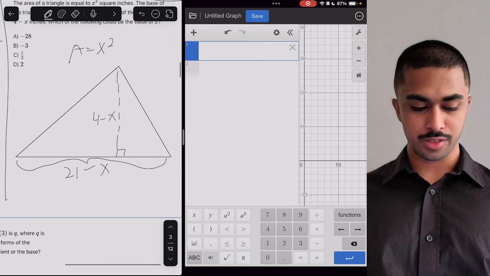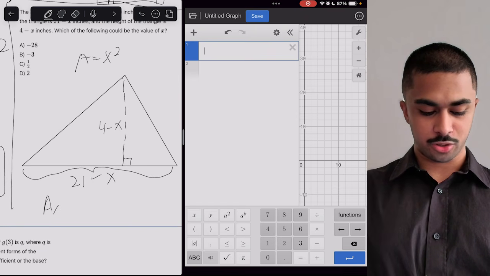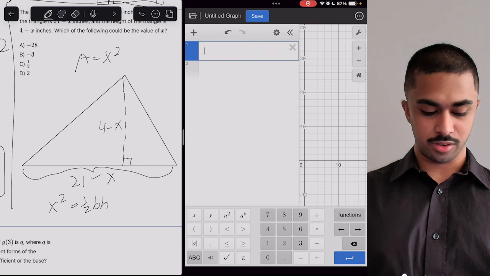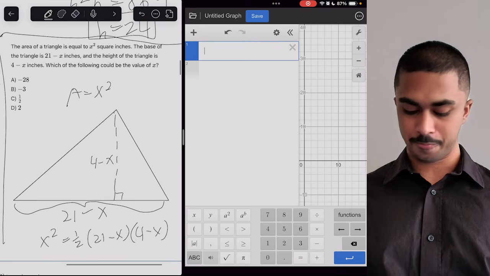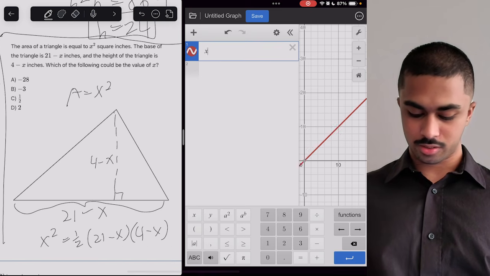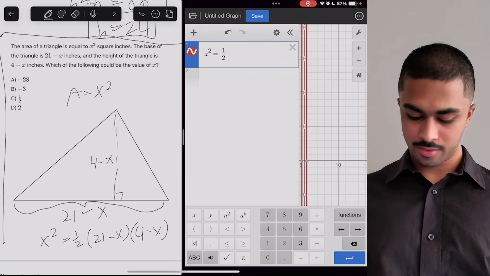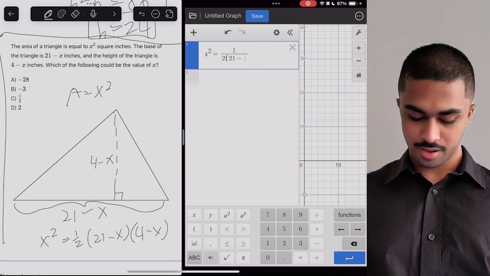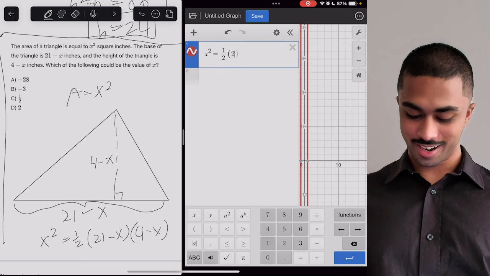Okay, this is not that bad of a question, because the area of any triangle is equal to 1/2 base times height. And then we can start replacing everything. So we know the area is x squared. We know the base is 21 minus x. And this is 4 minus x. Just do this on Desmos, right? So x squared equals, whoa, 1/2 times 21 minus x times, whoa. I should look at what I'm typing as I'm typing it.